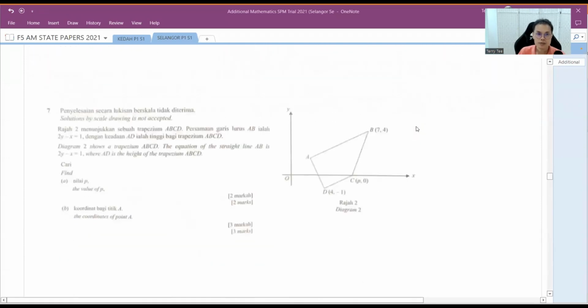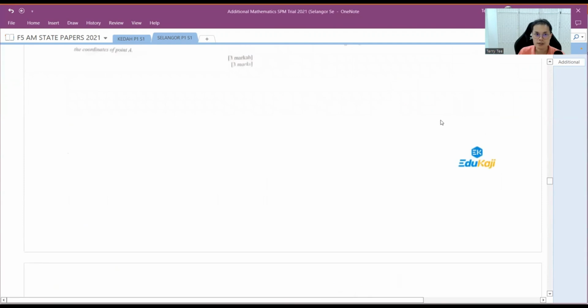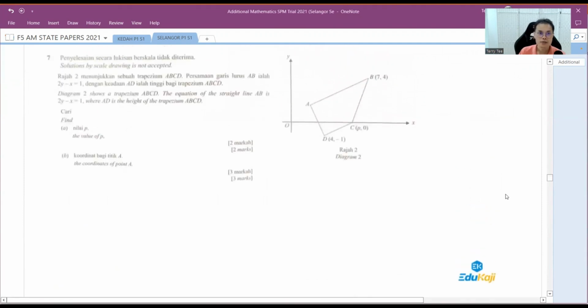Okay, moving on to question number 7. This is coordinate geometry. The diagram shows a trapezium, A, B, C, D. The equation of straight line AB is 2y minus x equals 1. AD is the height of the trapezium.